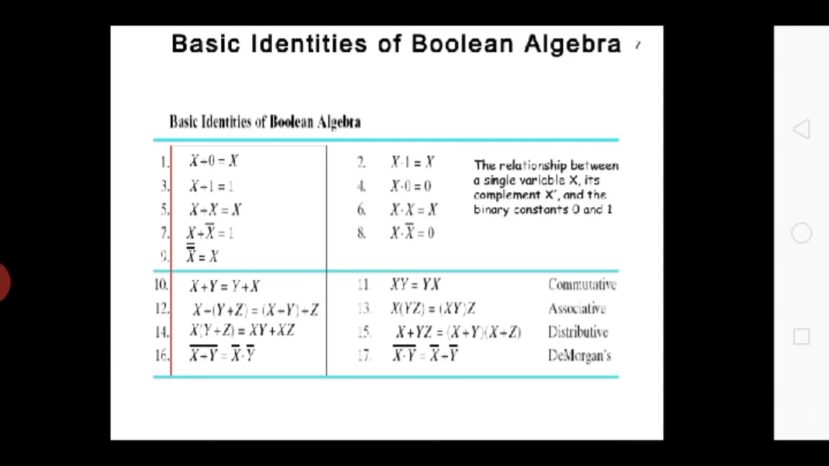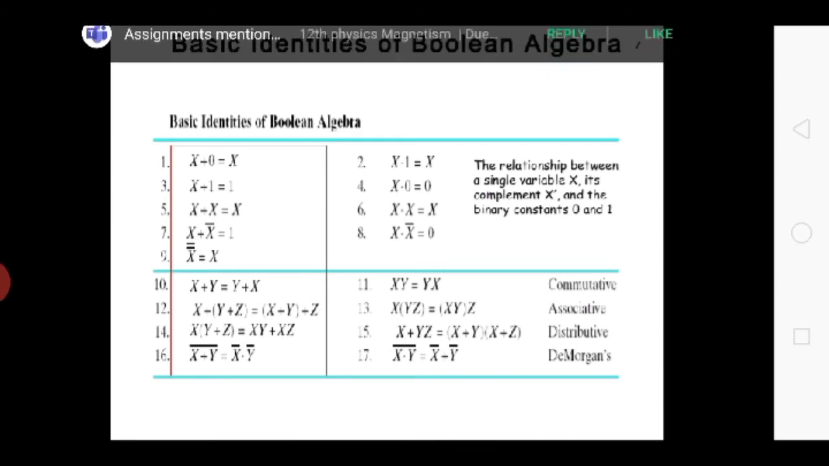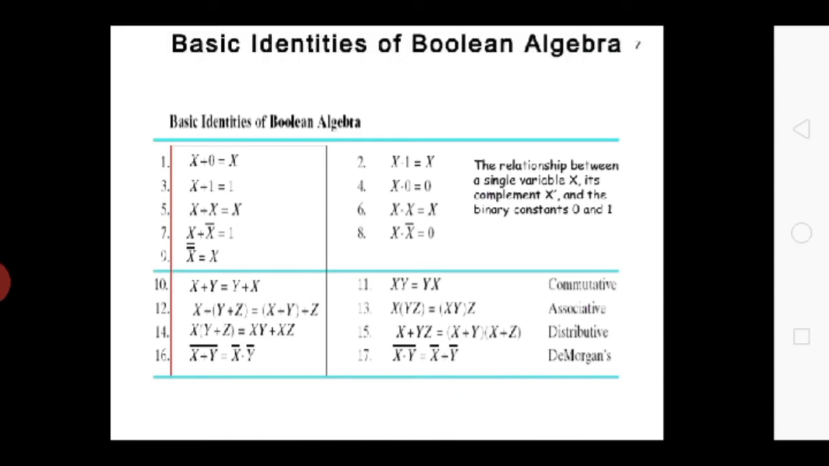Now come the basic Boolean laws and Boolean identities. First we have the properties of zeros and 1. The first identity says that x plus 0 is always equal to x, and x into 1 is equal to x. x plus 1 is 1, and x into 0 is 0. x plus x is x, and x into x is always equal to x. Then we have the complementary law: x plus x bar is equal to 1, and x into x bar is equal to 0. The ninth one is the involution law, that means if we double flip the number, we will have the same number.